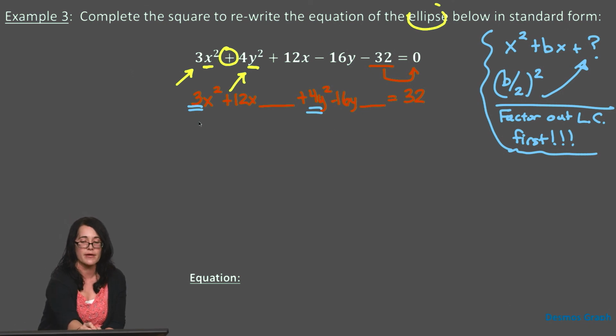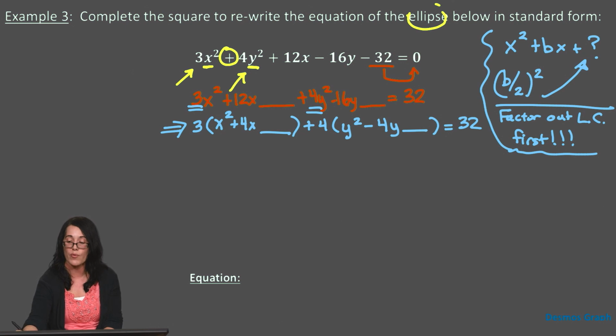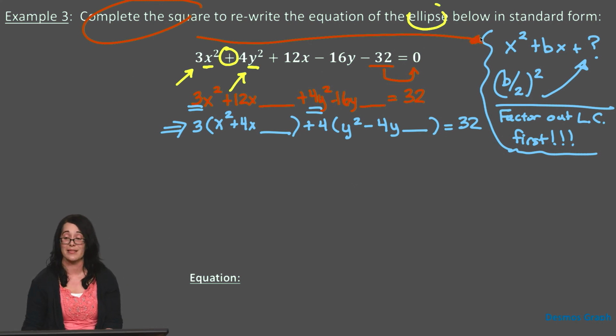So let's go ahead and do that. If you factor out the 3 for the first pair, you would get x squared plus, that's right, 4x, and then we'll leave some space. If you factored out the 4 from the next grouping, you'd have 4 times parentheses y squared minus, that's right, 4y, and leave some space for your completing the square, equaling 32. Okay. Now at this point, you are ready to use your algorithm for completing the square. So the completing the square process is now set to begin after you've taken care of those leading coefficients, factored them out. Be careful, it's going to be a little bit tricky.